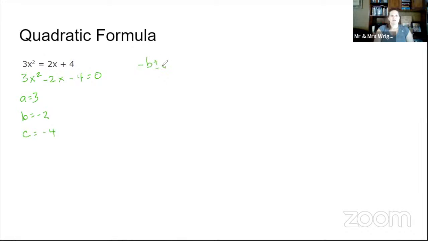Negative B plus or minus the square root of B squared minus 4AC all over 2A. All right, negative B is negative 2, so negative 2 is going to be positive 2. And I'm going to write it like this because that'll show me that I've already done the negative 2. Okay, plus or minus radical, parentheses, because I have a negative number, negative 2 squared minus 4 times A is 3 times B is negative 2.